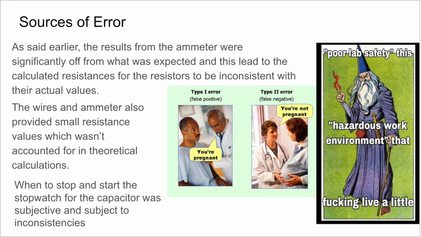As said earlier, the results from the ammeter were significantly off from what was expected, and this led to the calculated resistances for the resistors being inconsistent with their actual values. The wires and ammeter also provided small resistance values, which weren't accounted for in the theoretical calculations. However, these should have been pretty negligible, as the resistance values were pretty small. In terms of timing the capacitor charging and discharging, this was pretty subjective, as you had to judge when the light bulb was fully out or still had a little bit of light left in it.